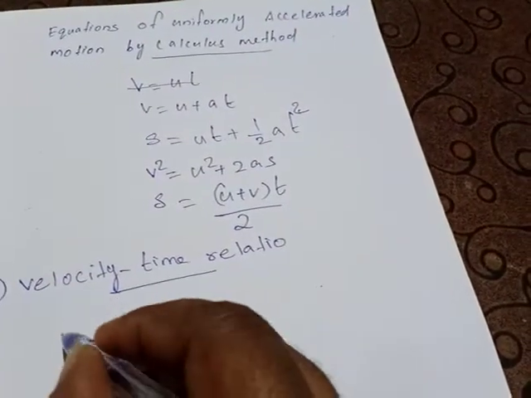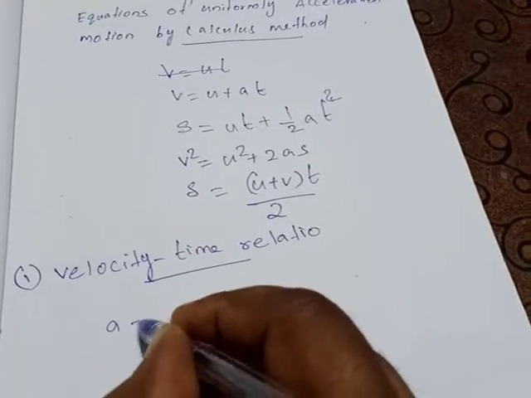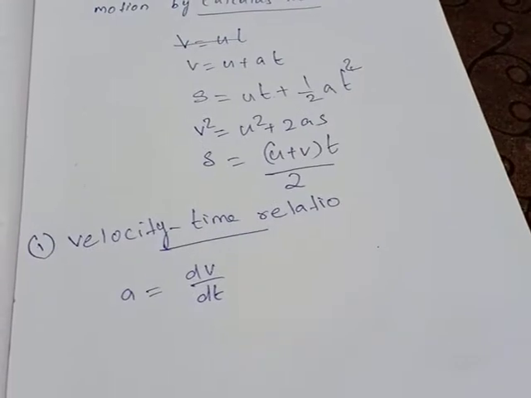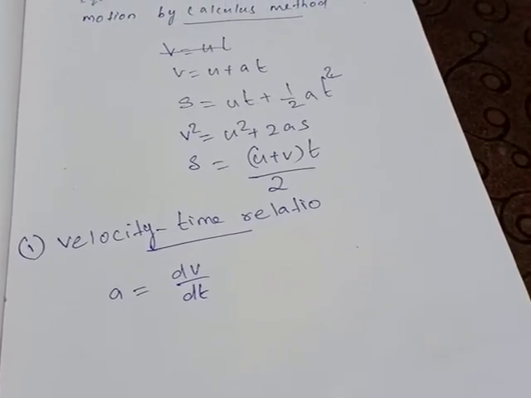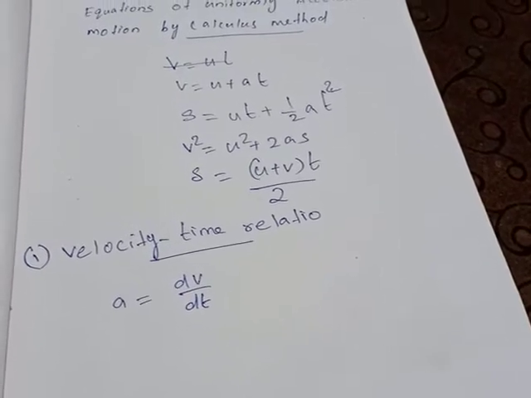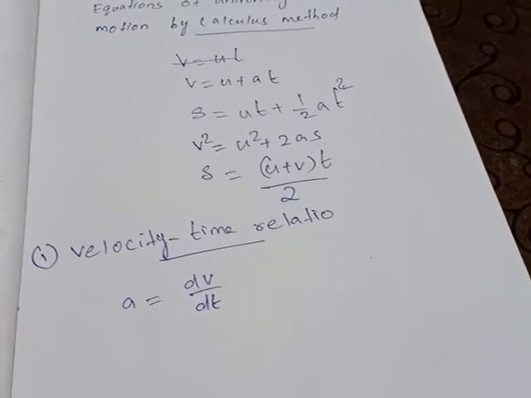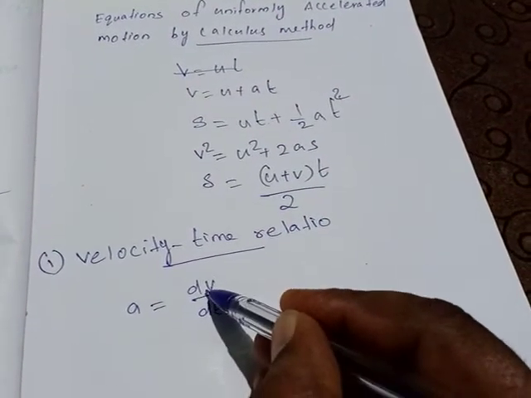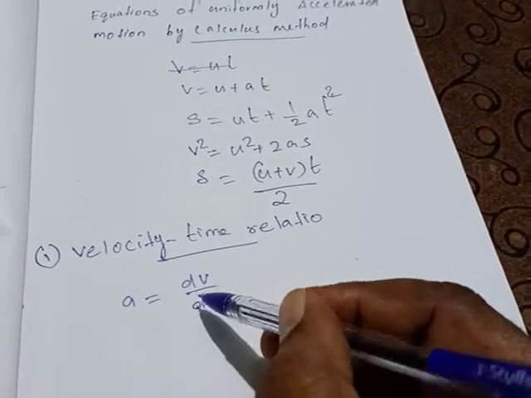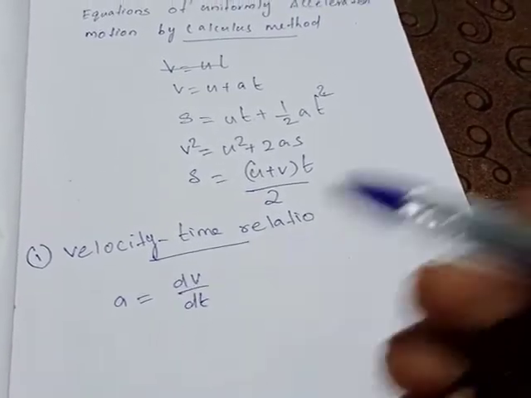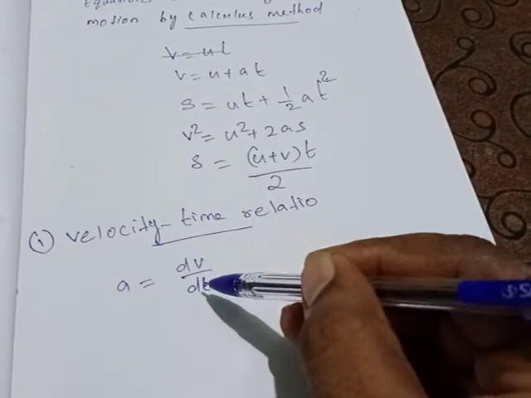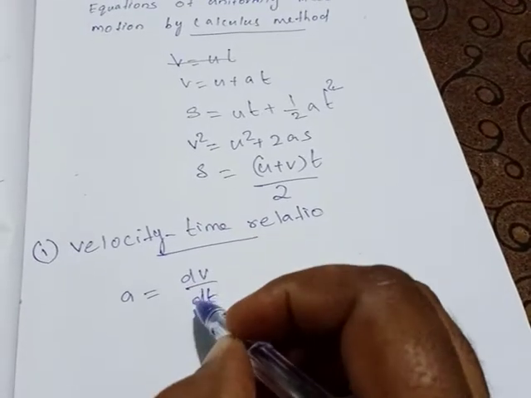First, we know the acceleration formula: a = dv/dt. This is the acceleration formula. The acceleration of a body at any instant is given by the first derivative of the velocity with respect to time. This is the first derivative form of the acceleration equation. The second derivative form is d²v/dt². I told you that day to learn the formula table.